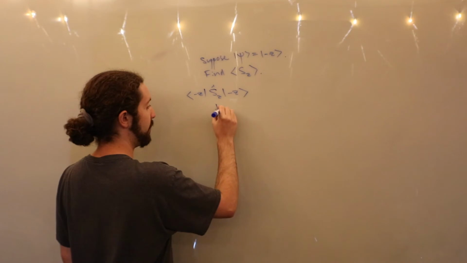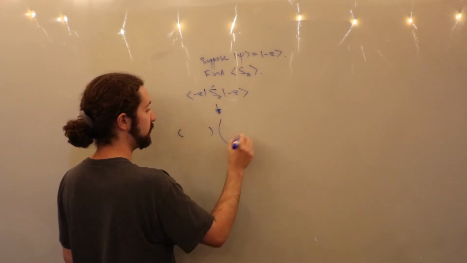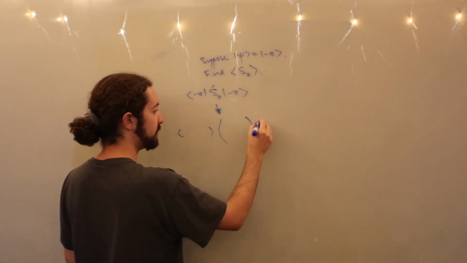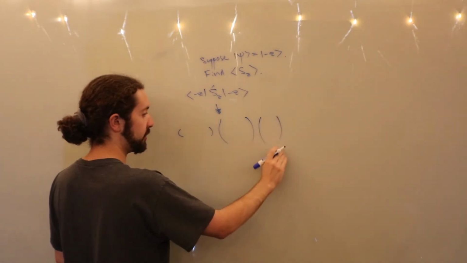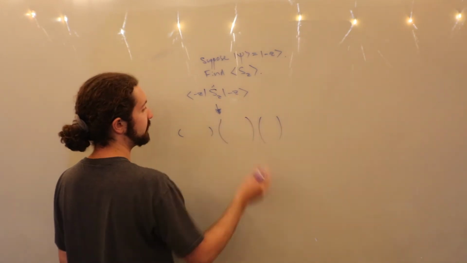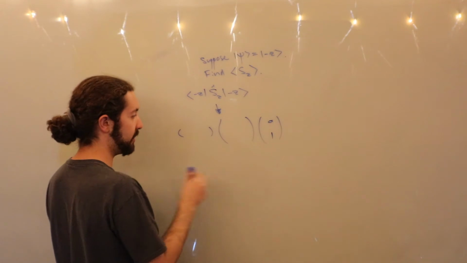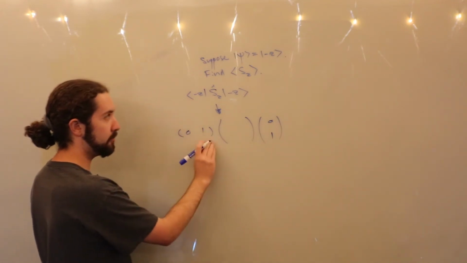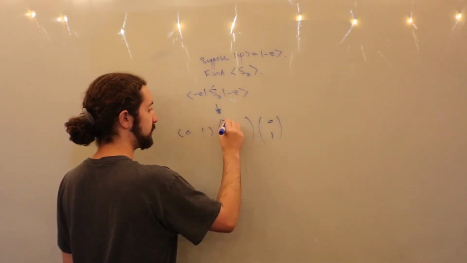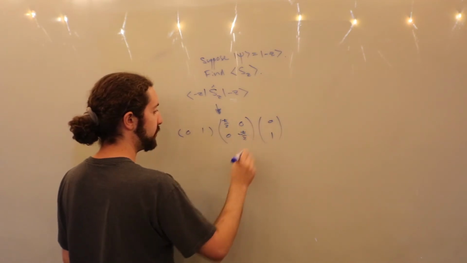And now we represent these all as matrices, and we get our row vector, or rather row matrix, times our operator matrix, times our column matrix here. So in the z basis, negative z is represented as 0, 1. And similarly, if you flip it, take the complex conjugate, it's going to be 0, 1 here. And then our Sz we just showed was ħ/2, 0, 0, negative ħ/2.